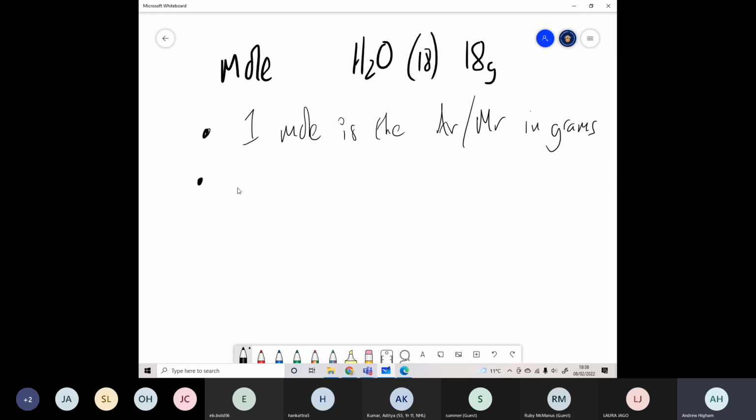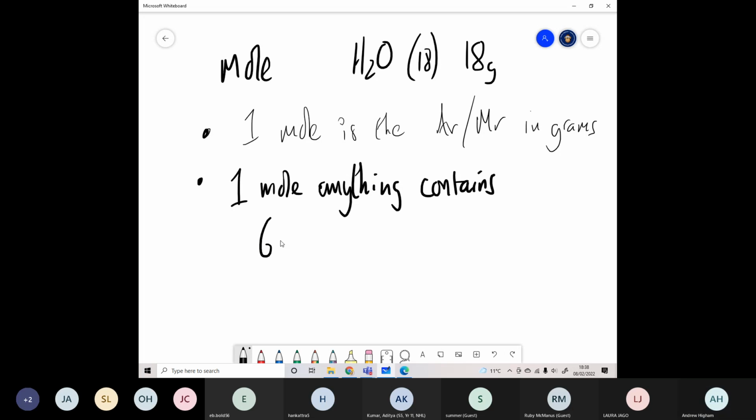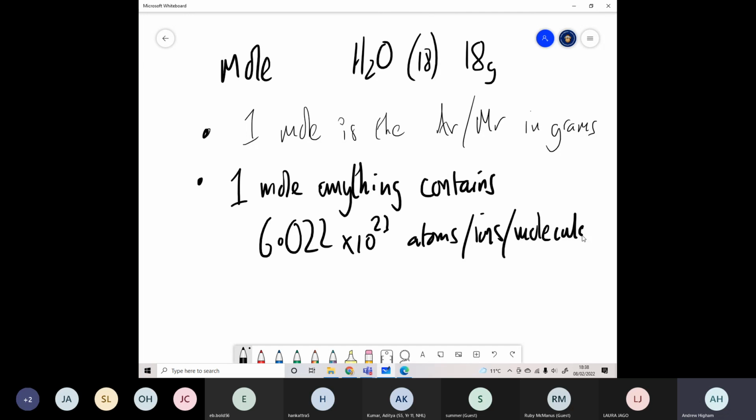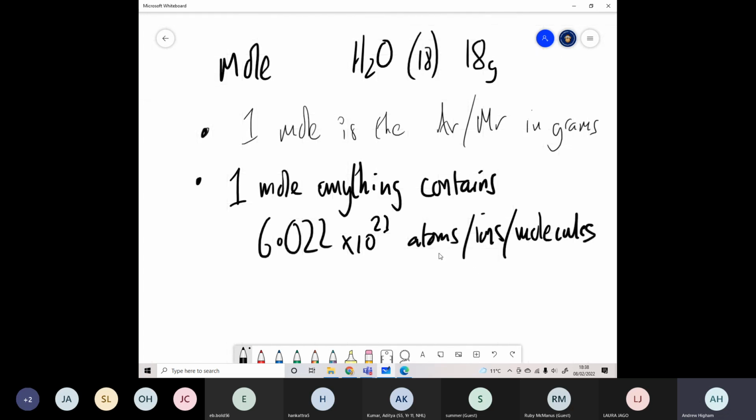The other interesting thing is that 1 mole of anything, and it doesn't really matter what it is, contains 6.022 times 10 to the 23, and it depends, atoms or ions or molecules, and we just call them species, because they can be anything. If it's a metal, it would be atoms. If it was an ionic compound, it would be the different ions in there. If it was water, it would be molecules.